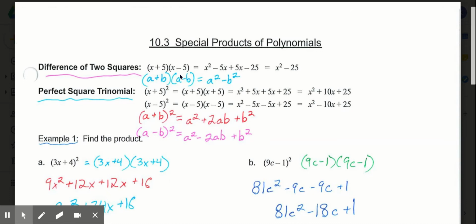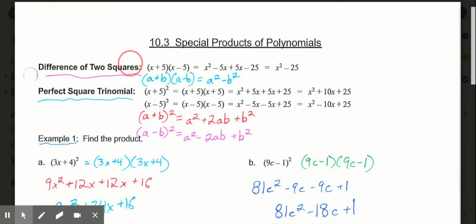So in this case, we could FOIL, and by doing FOIL, you'll see we end up with x squared minus 5x plus 5x minus 25. And when we combine like terms and simplify, we get x squared minus 25. So rather than using this middle step, we can jump right to this final piece with the rule right here.